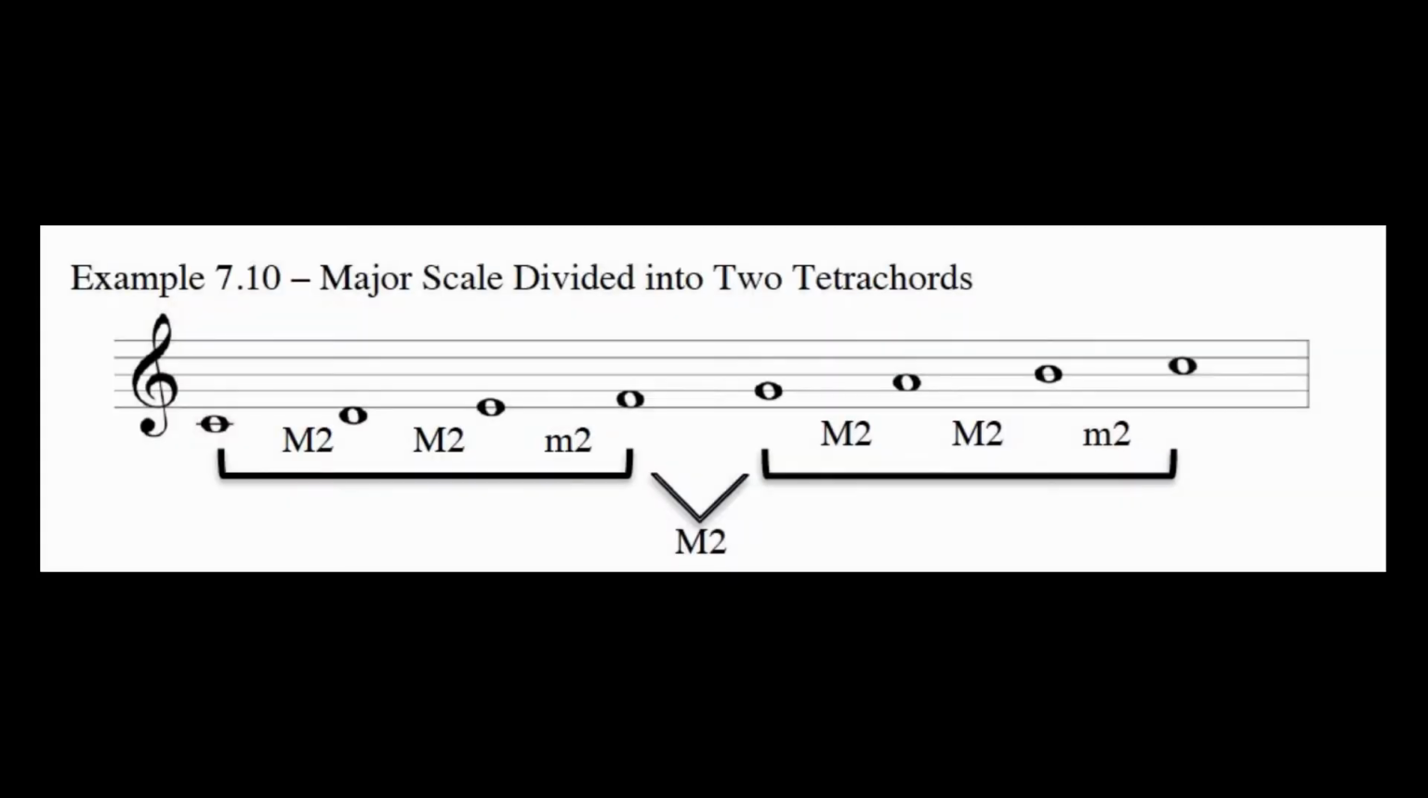The circle of descending fifths. It is possible to relate all the keys to each other by overlapping them. First, consider that a major scale can be divided into two sections comprised of 4 notes. 4-note segments like this are called tetrachords.